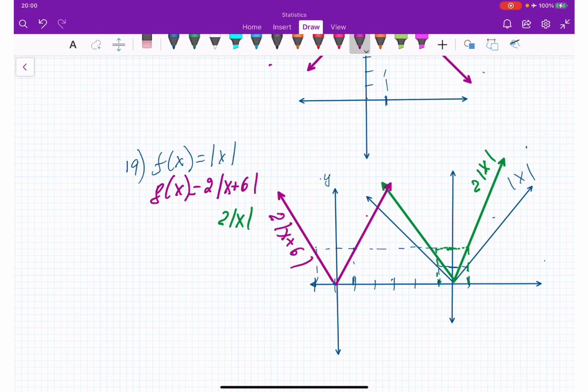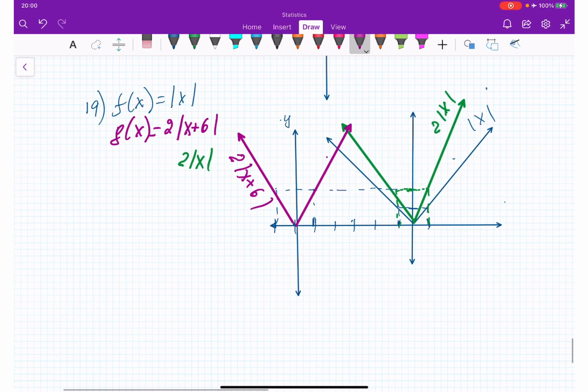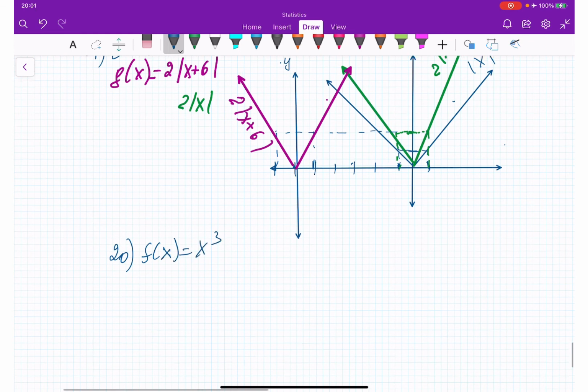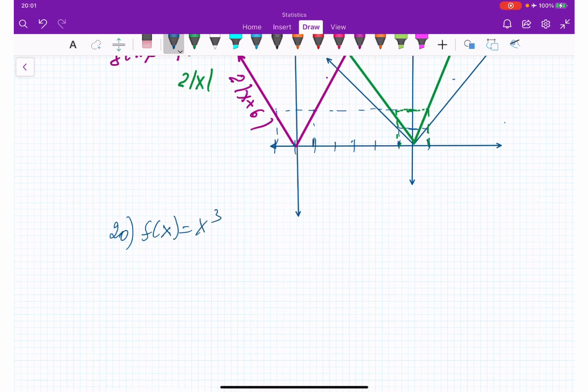And the last question. Okay, the question is a little bit different. Question number 20. Given f of x is equal to x cubed. All we have to do is build g of x that is equal to x cubed plus 5.